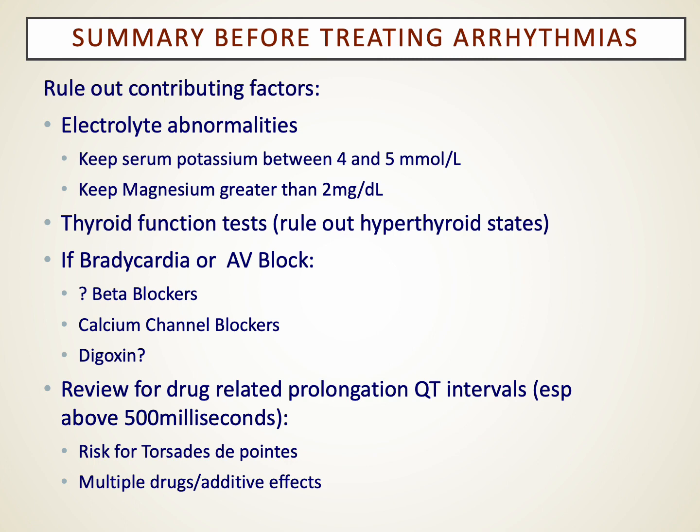So before we start treating arrhythmias, the things we want to look at, in summary, are to rule out electrolyte abnormalities. You want to keep their potassium between 4 and 5. You want to keep their magnesium level above 2. You want to rule out thyroid dysfunction, particularly hyperthyroid states. You want to confirm if they're bradycardic or if they have AV block. Are they on a beta blocker? Are they on calcium channel blockers? Are they on digoxin? If you've got somebody who has a prolonged QT, particularly if their QTc is above 500, they're at risk for torsades. You want to look at the drugs they're on. You want to manage their electrolytes and keep all of that in check or in mind.